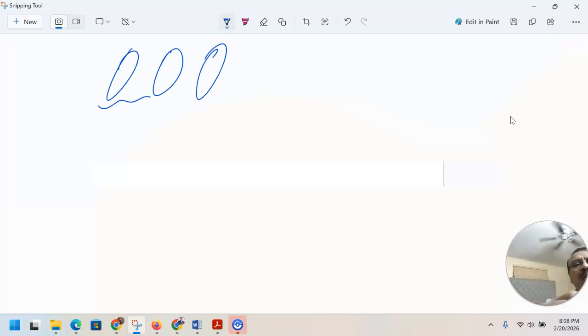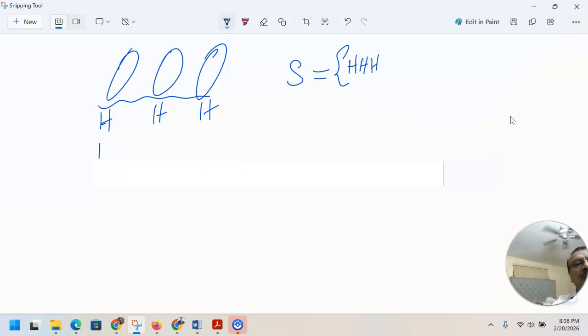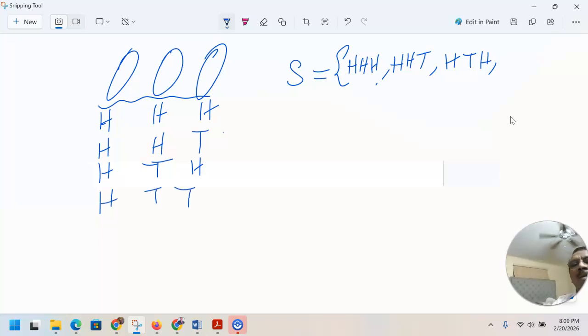So we have three coins here. What is the sample space? You can see the sample space could be head, head, head, all heads showing. So one option is all heads showing up. What is the other option? The first one is head, the second one also head, the next one is tail. I think you understood what I'm talking about. Or it could be head, tail, head. So this could be another outcome. Or it could be head, tail, tail.